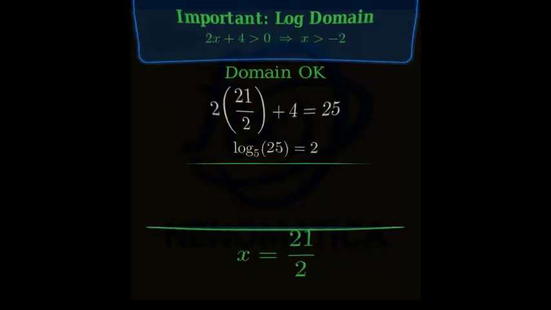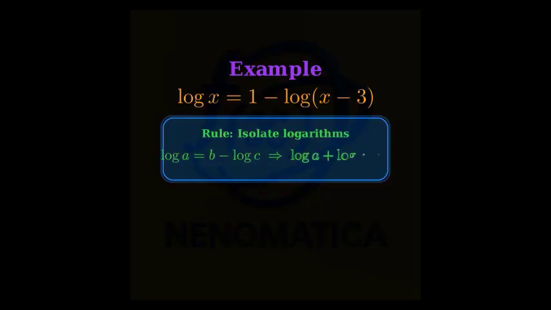We will start from the original equation, then transform it line by line until we get the valid solution. Step 1. Add log of x minus 3 to both sides to gather the logarithms on the left. This is just the addition property of equality with a focus on logarithms.